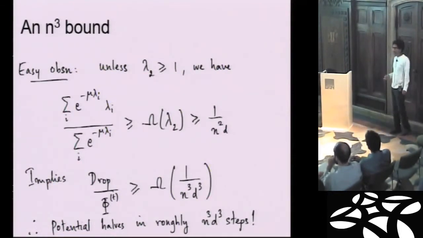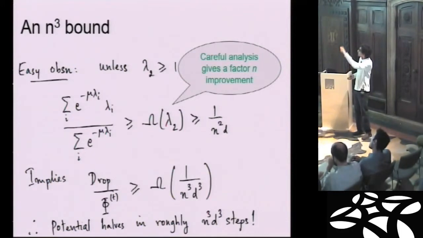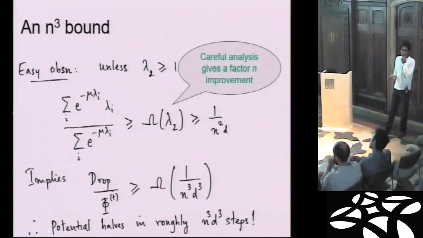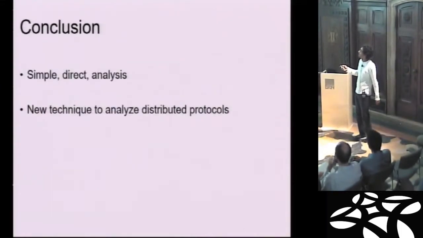So that's the general outline of the analysis, and you can actually improve this part of the analysis a little bit, and you get an n-squared bound. But n cubed actually turns out to be fairly easy to get.